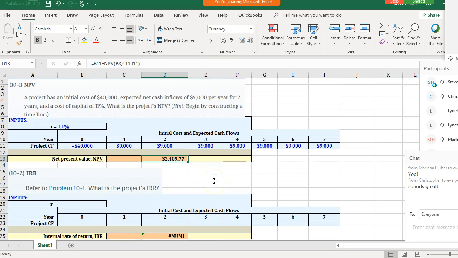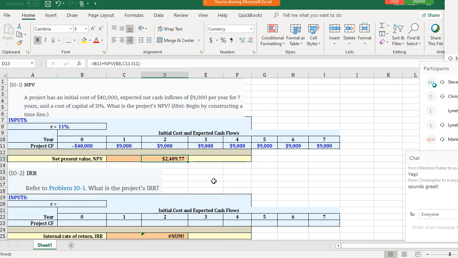So what I'm saying is that if I do this project, I have a net increase of value to my company of $2,409.77 over the next 7 years. So the decision rule for NPV is if it's above 0, I would generally say yes. So based on what we see right here, we would go, yes, I would do this project. It makes sense for me to do it.